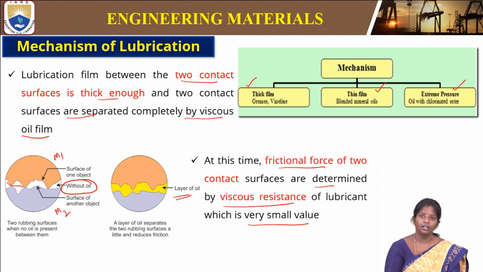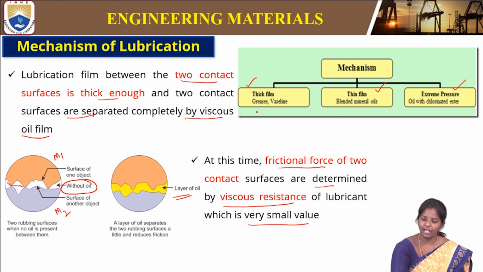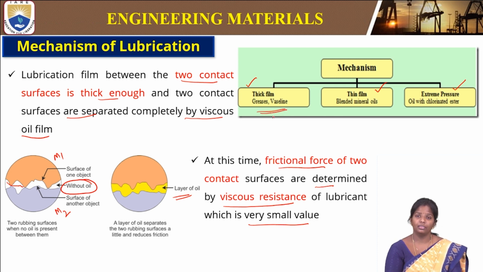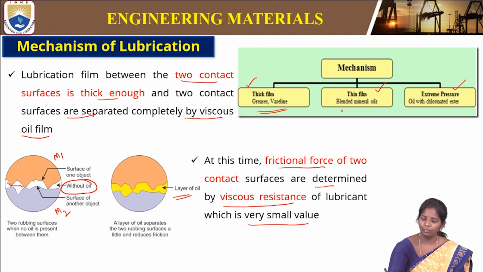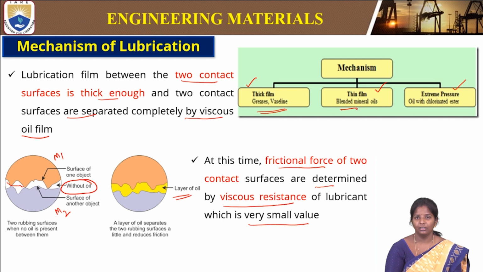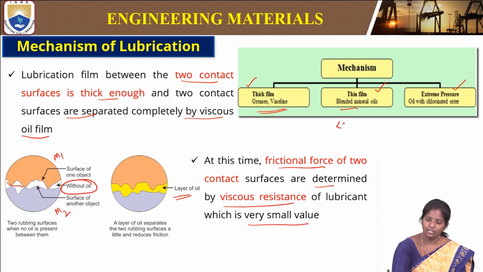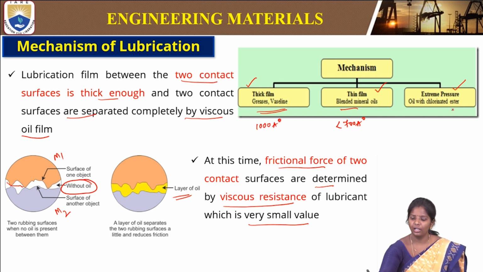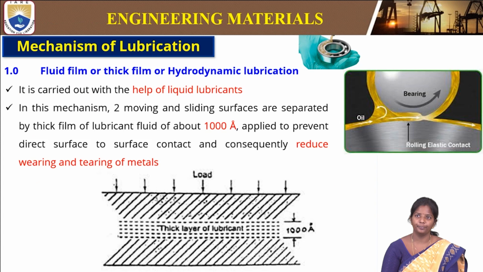Thick film, wherein examples are greases and Vaseline that we use, are applied in thick films between the surfaces. Thin film are blended mineral oils, wherein a very thin film, less than 700 angstroms, is used. This is around 1000 angstroms. And extreme pressure is oil with chlorinated ester as an example, wherein additives are added to the lubricant oil so that the lubrication is increased. So let us see in detail.